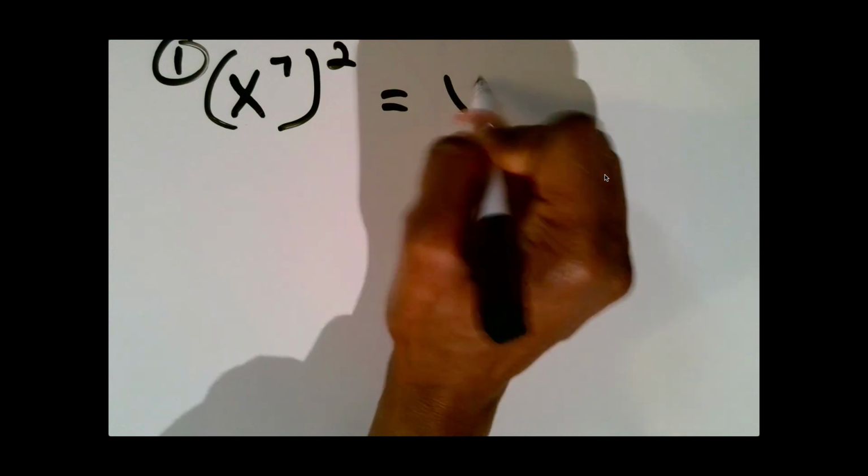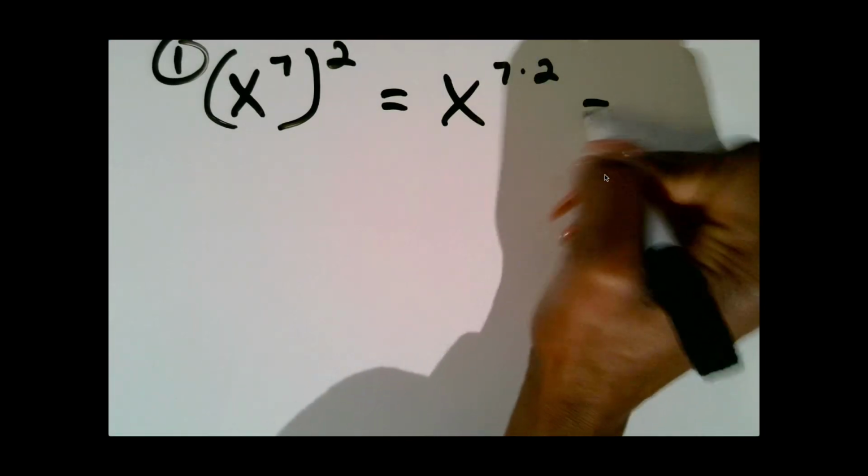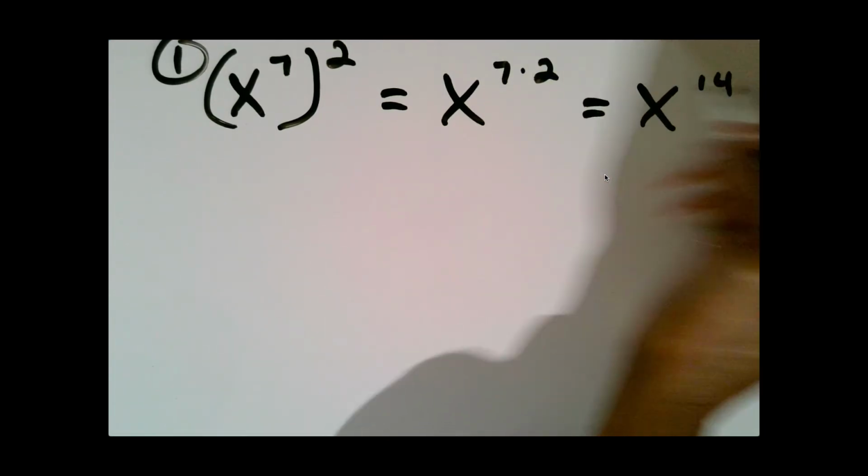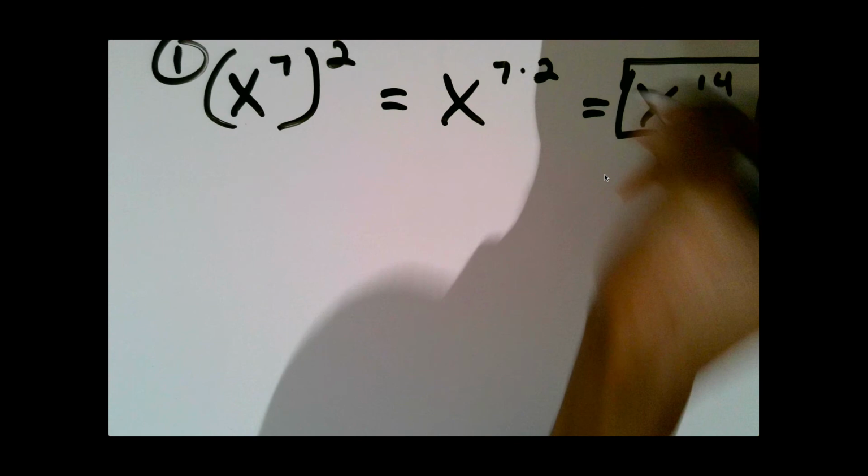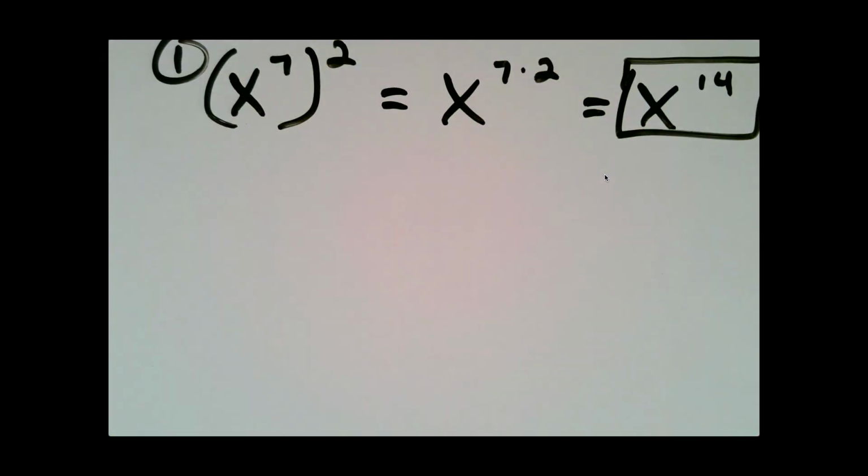So example number 1. Let's say we have x to the power of 7 raised to the power of 2. So we have this 7 raised to the power of 2. We're going to simply multiply our exponent. So we end up with x to the power of 7 times 2, which is x to the power of 14. Very simple. Anytime you see those exponents sitting right beside each other, an exponent is being raised to another exponent, this is called the power rule.